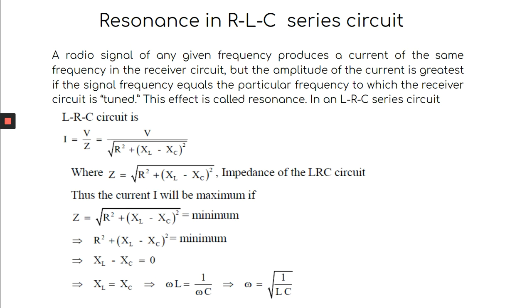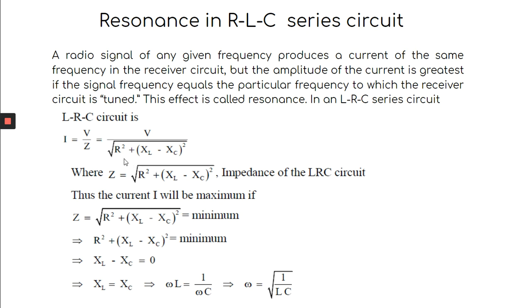And another thing is that you have an AC source with a particular voltage. So your voltage is fixed, R is fixed, L is fixed, C is fixed. But only you can change the frequency, that is your omega. So how can you make I maximum? Obviously when this will be minimum. So current I will be maximum when this will be minimum.